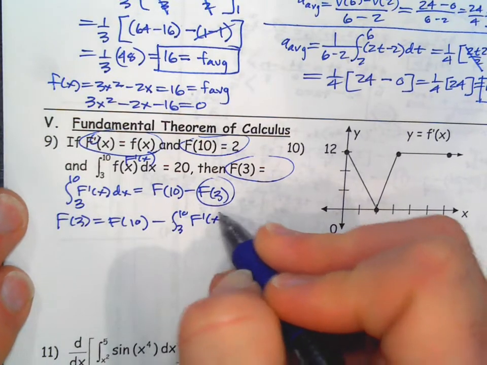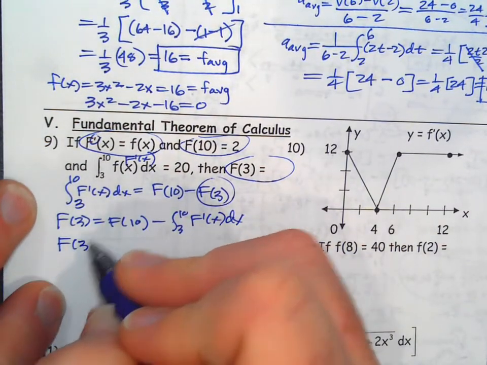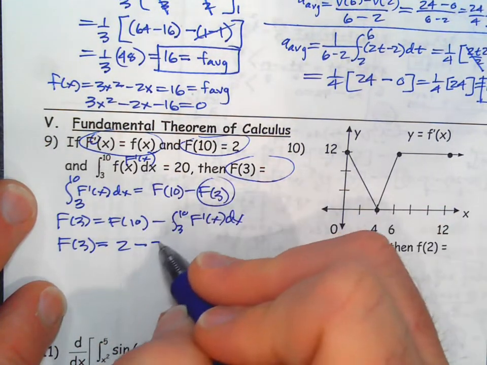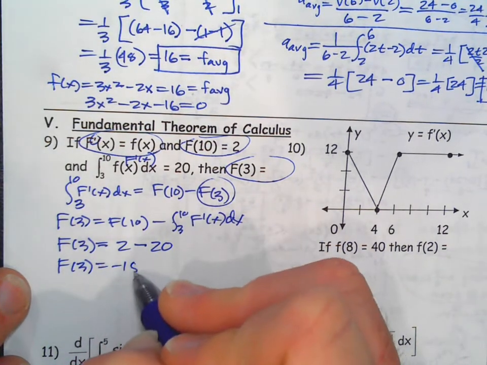It's good to show me your setups, because after that we're just plugging stuff in. f of 10 is 20. That was given to you. So f of 3 equals negative 18.